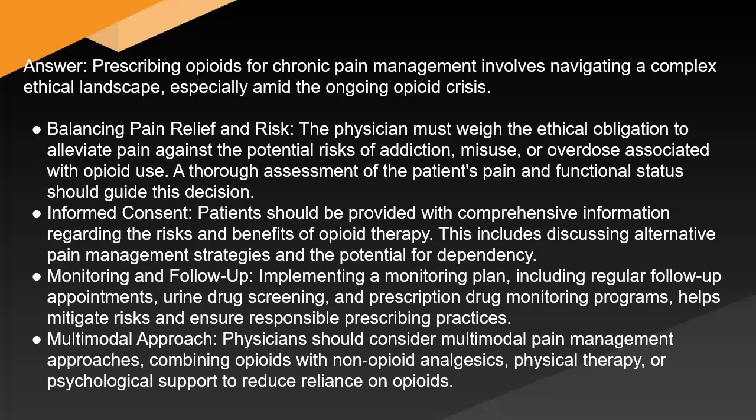Informed consent. Patients should be provided with comprehensive information regarding the risks and benefits of opioid therapy. This includes discussing alternative pain management strategies and the potential for dependency. Monitoring and follow-up. Implementing a monitoring plan, including regular follow-up appointments, urine drug screening, and prescription drug monitoring programs, helps mitigate risks and ensure responsible prescribing practices.